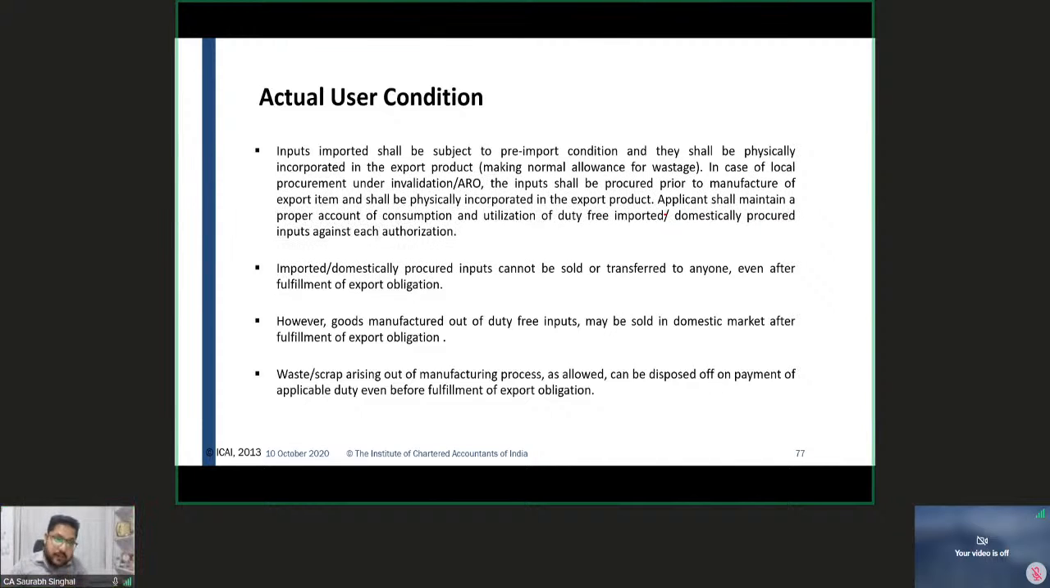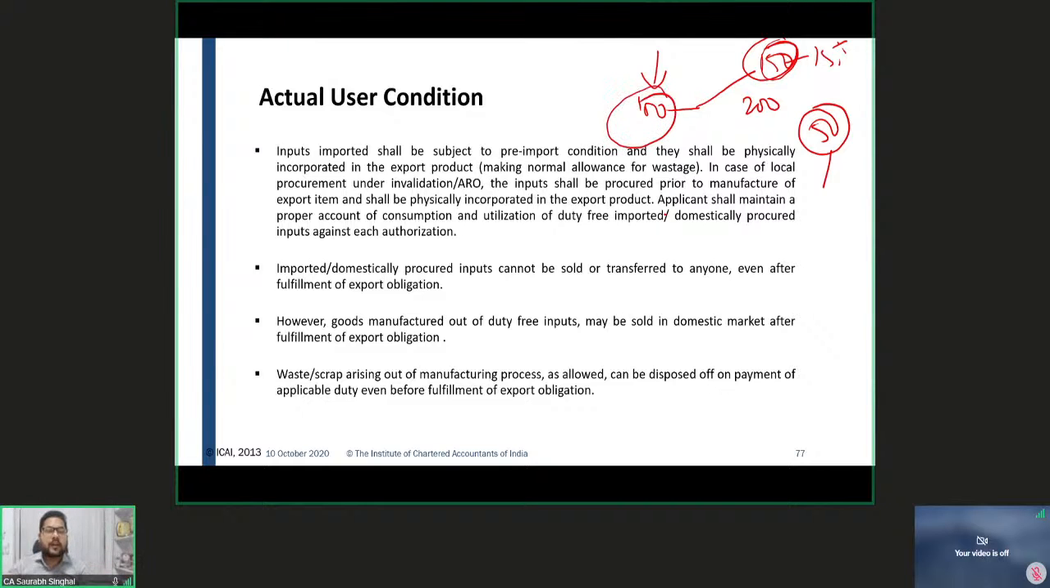However, if you have used the inputs to manufacture something and after you have completed your export obligation, suppose you imported 100 units and out of which you made 200 units, but your export obligation was completed after selling 150 units only, and you are left with 50 units, these 50 units can be sold off in the domestic market because you have already completed 15% value addition with this 150 units only. But this 100 units cannot be sold off even when you have completed your export obligation.